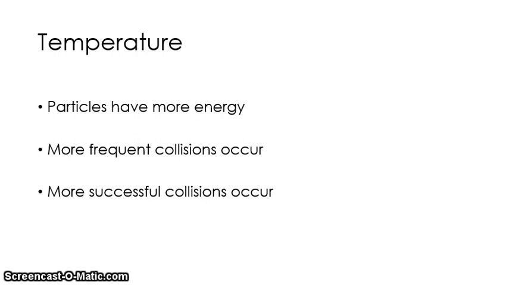So temperature. If you increase the temperature, then the particles have got more energy, which means that more frequent collisions are going to occur, and there's also going to be more successful collisions occurring. Because if they've got more energy, they're going to be moving faster. If they're moving faster, then they're going to collide with each other more frequently. And if they've got more energy, then when they collide, you're more likely to have a successful collision, which is just our way of saying that the particles, when they collide, will have the activation energy and will therefore lead to a reaction. So a successful collision is a collision which results in a reaction happening.